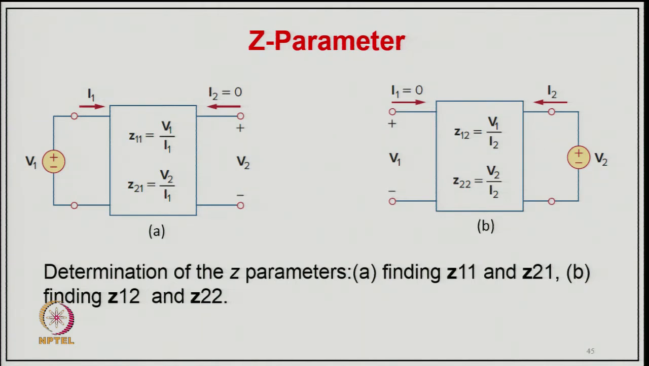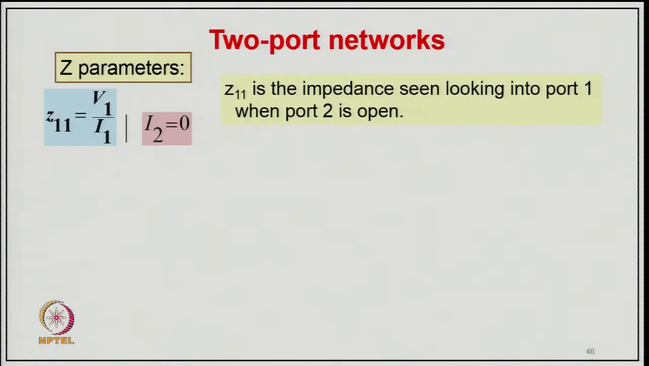Then, to find the other 2 remaining parameters, we connect the voltage source at the output and keep the input open. So I1 is 0, and I2 flows into the network from V2. We define Z22 as V2 upon I2, and Z12 as V1 upon I2. Voltage will certainly get reflected at the input when you apply voltage at the output. So we can determine the Z parameters: Z11, Z21, Z12 and Z22.